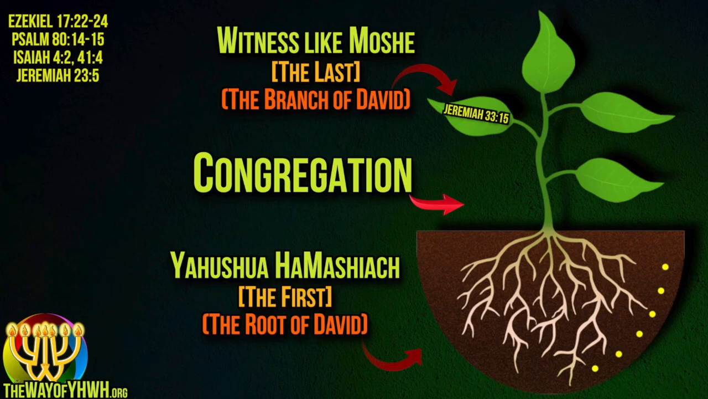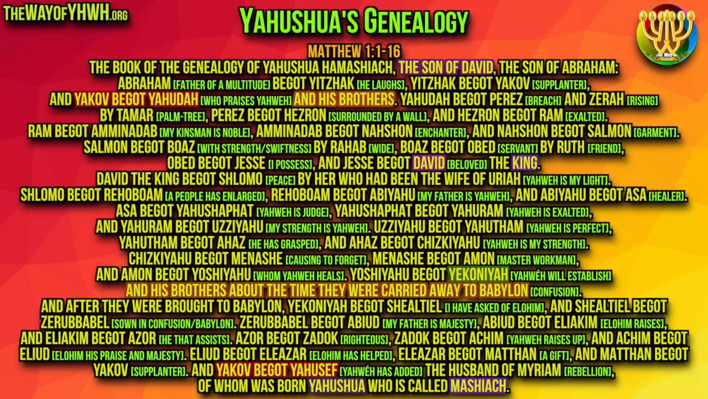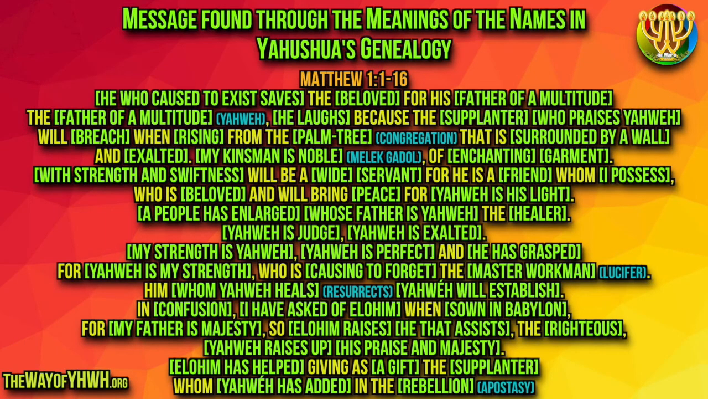And I'm going to start reading, like I said, with the name of Abraham, because the book starts saying the book of the genealogy of Yahushua HaMashiach, the son of David, the son of Abraham. That is, in a nutshell, HaMashiach, Yahushua, came through David, who in turn came through Abraham. So he who caused to exist enriches, saves those who he loves, because David means beloved, those who he loves as the father of the many. So just starting, we can see a message: He who caused to exist saves those who he loves as the father of the many.